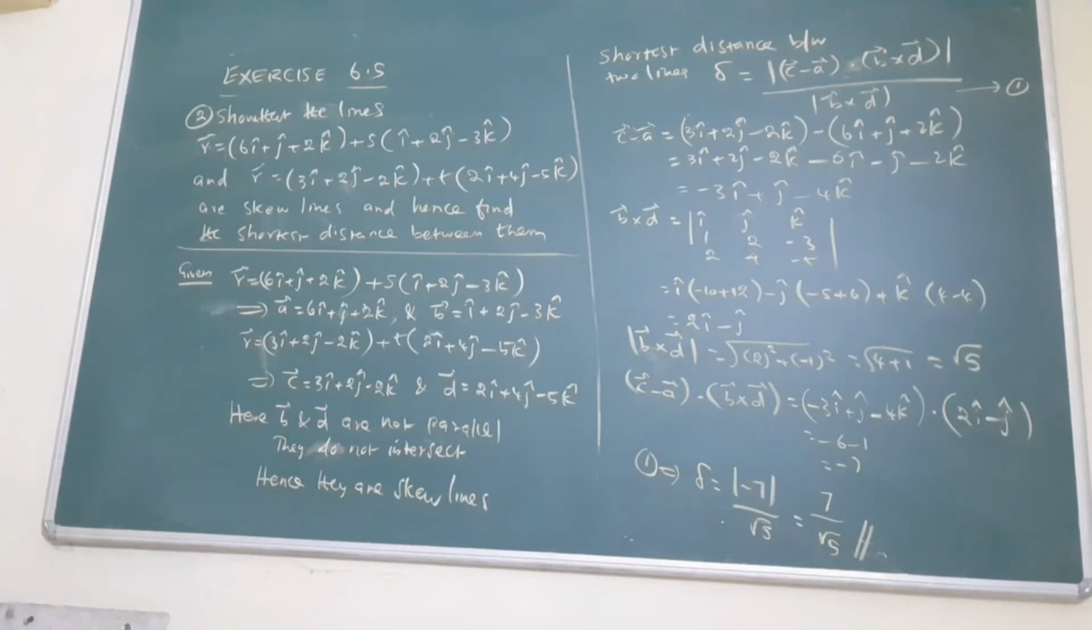Anyway, this is part of a 5 mark question. When this kind of question comes, you must follow the formula and write the formula clearly. The formula involves C minus A, B cross D, modulus of B cross D, dot product, cross product. After that, substitute everything, and we get the answer. That's all.